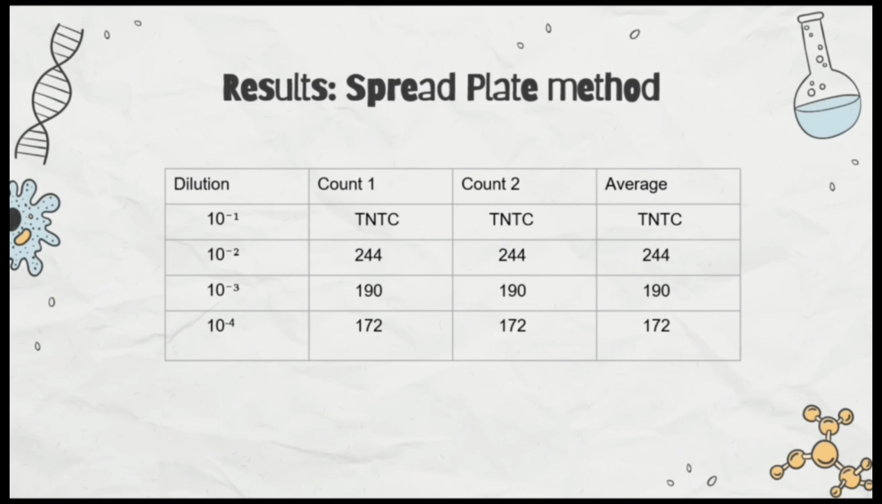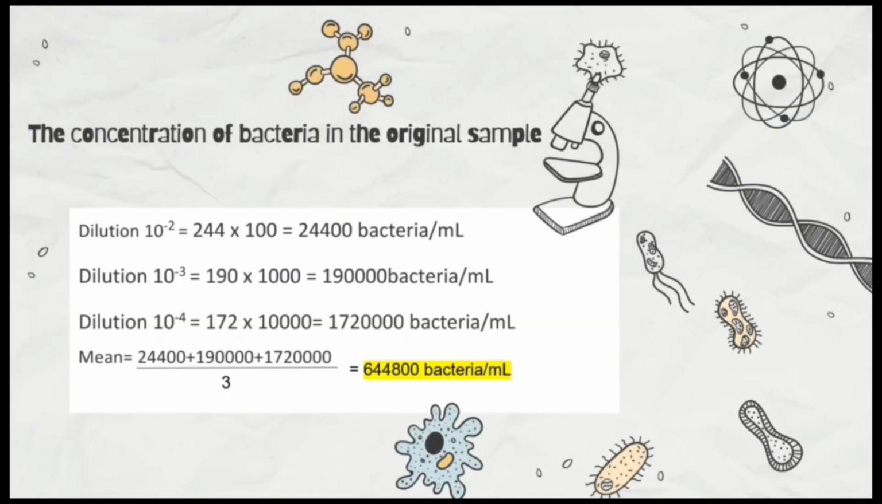Result. For the dilution of 10-1, it is too numerous to count as the average, and the second one, the dilution of 10-2, has 244 colony forming units, and 10-3 is 190 colony forming units, and the last one, 10-4, has 172.